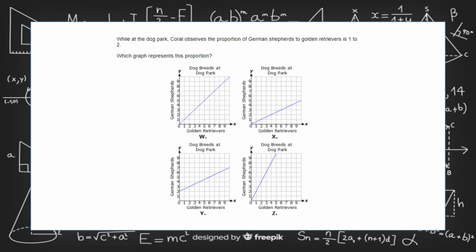While at the dog park, Coral observes the proportion of German Shepherds to Golden Retrievers is 1 to 2. So for every 1 German Shepherd, there are 2 Golden Retrievers. Which graph represents this proportion? So the first thing I'm going to do is I'm going to look for the labels on the axis, and I see that the x-axis is Golden Retrievers. Remember, that one was 2. And German Shepherds was 1. So I'm going to put this on each one of ours.